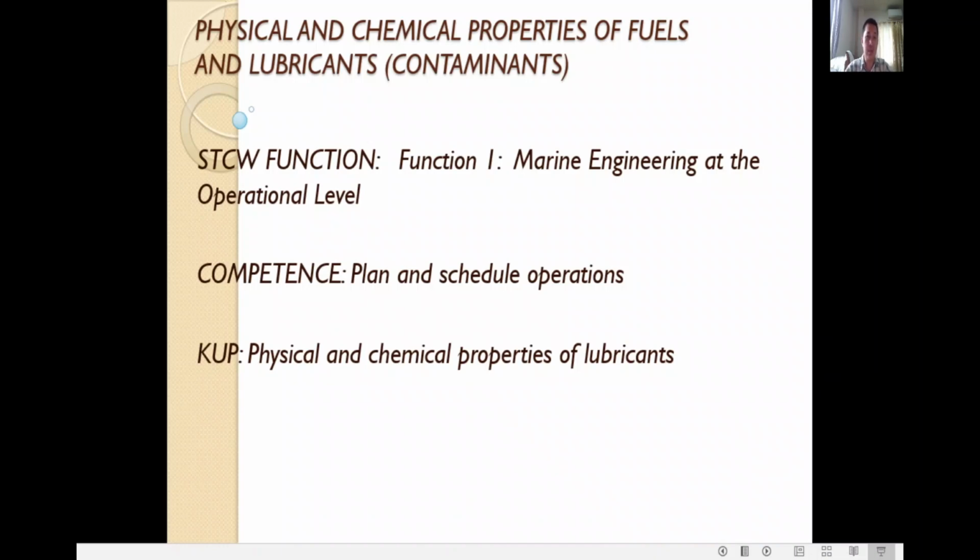And we will discuss the physical and chemical properties of fuels and lubricants. So this is the continuation, which is contaminants. So our STCW Function 1, Marine Engineering at the operational level. Competence: plan and schedule operations. KUP, which is knowledge, understanding, and proficiency: physical and chemical properties of lubricants.